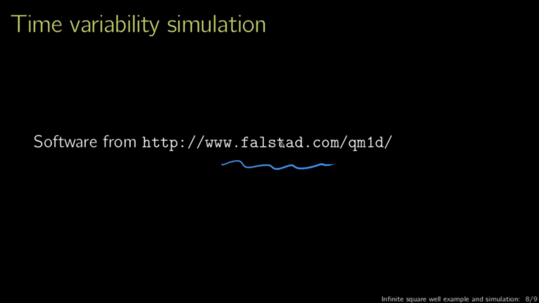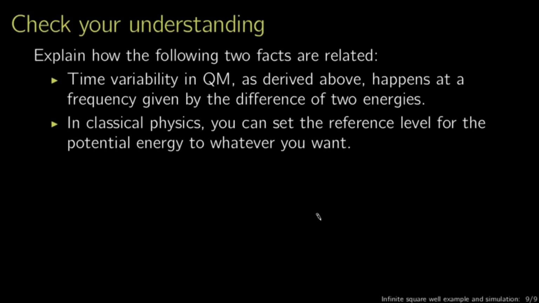So that's our simulation, and hopefully you have a better feel now for what solutions to the Schrodinger equation actually look like. To check your understanding, explain how these two facts are related. Time variability in quantum mechanics happens at frequencies given by differences of energies, whereas in classical physics, you can set the reference level for potential energy to whatever you want, sort of equivalent to saying, I'm measuring gravitational potential from ground level versus from the bottom of this well.